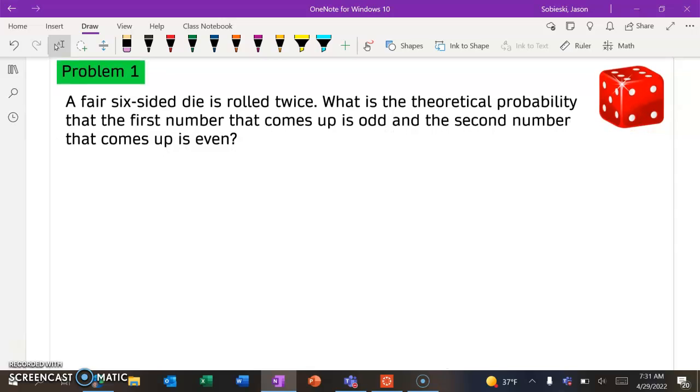So it says a fair six-sided die is rolled twice. What is the theoretical probability that the first number comes up as odd and the second number comes up as even? So what we're going to do is think about these two probabilities separately. So what is the probability that the first number comes up as odd? Well, on a die, 3 out of the 6 sides are going to be odds. And just to make our lives a little easier, we're going to simplify that to 1/2. So the probability that we get an odd will be 1/2.